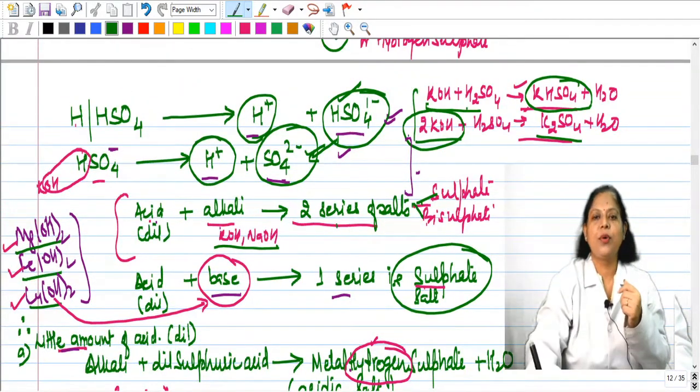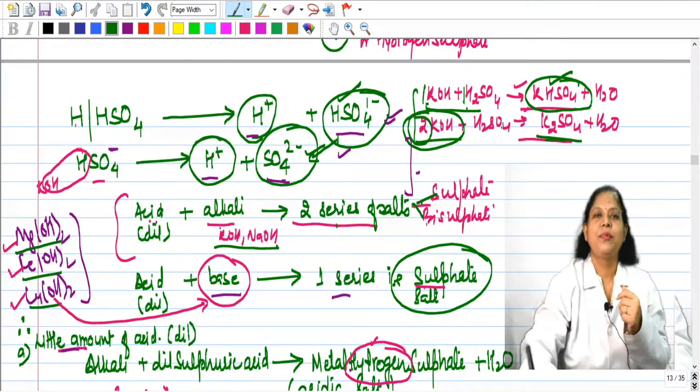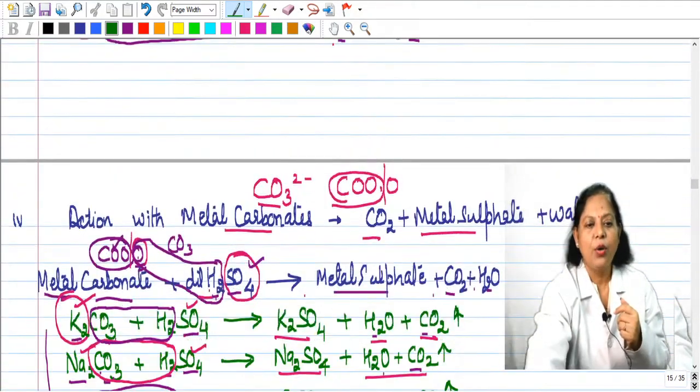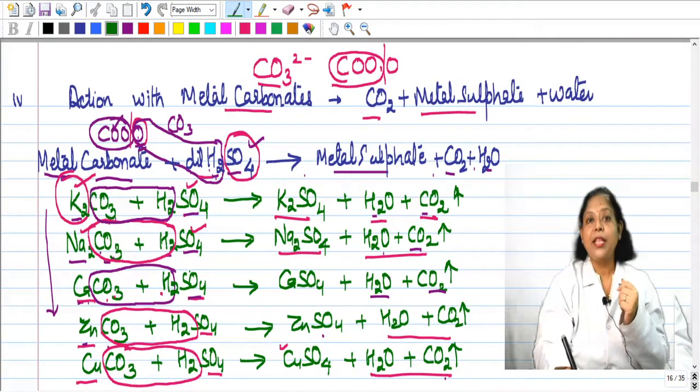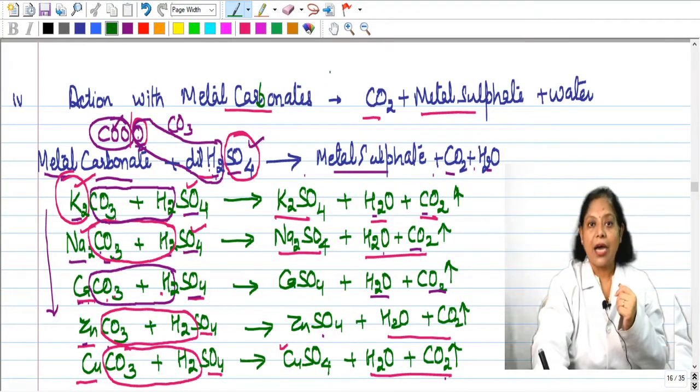That is, when you have got one part and one part, you get hydrogen sulfate. When you have taken more of alkali, you get sulfate salt, right? Now we take what happens when carbonate combines with sulfuric acid. So whenever we take carbonate salt, what happens? This carbonate salt has got what? Carbonate, CO3 2 minus.